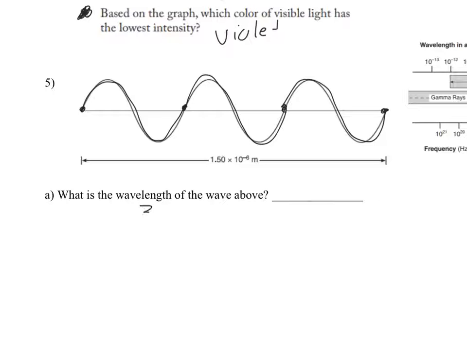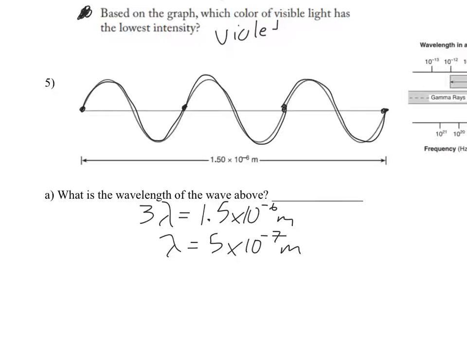So let's see, 3 lambda, 3 wavelengths equals 1.5 times 10 to the negative 6 meters. Dividing both sides by 3, we get 5 times 10 to the negative 7 meters. So basically you just divide by 3.